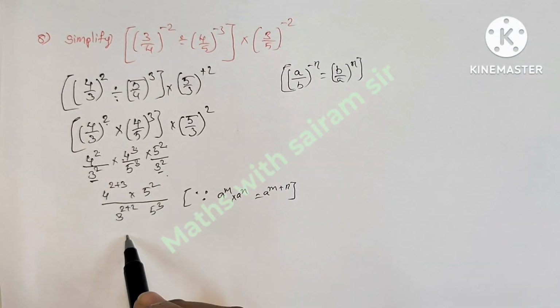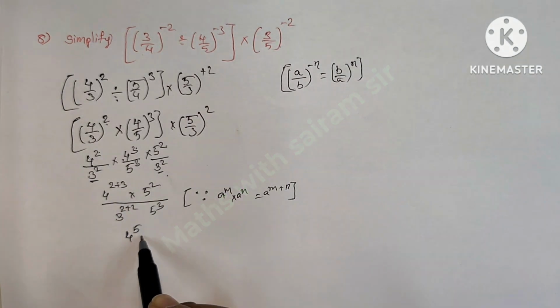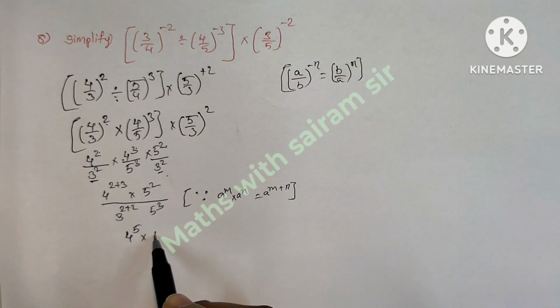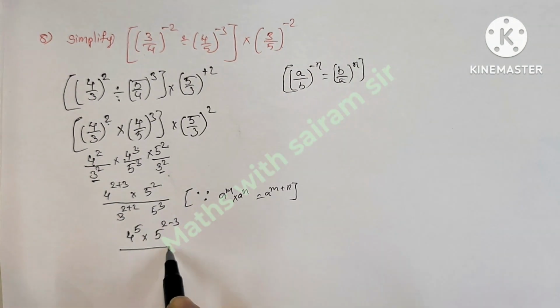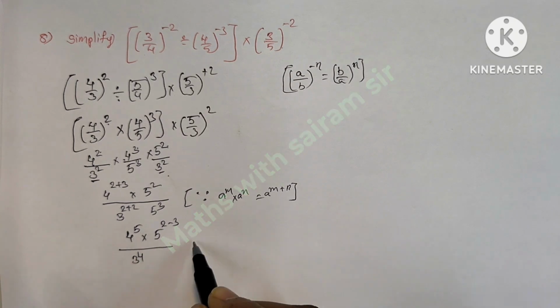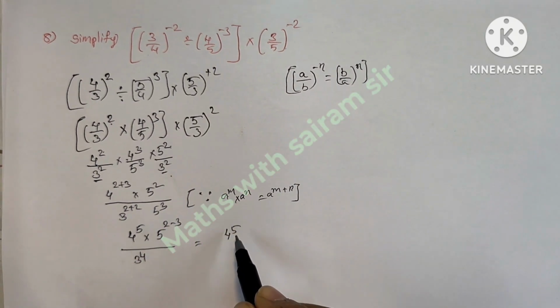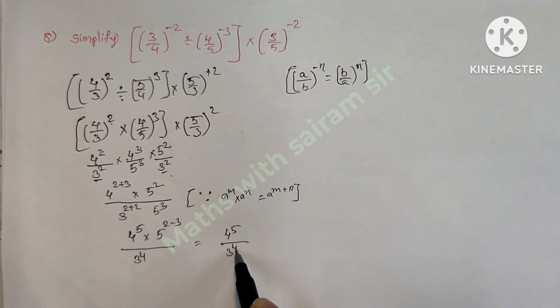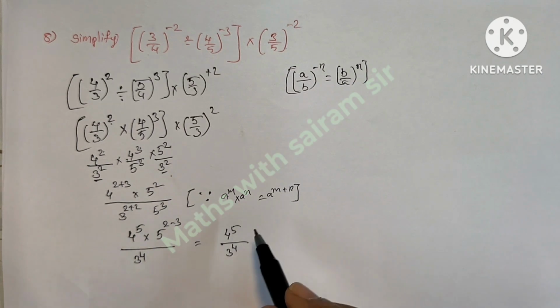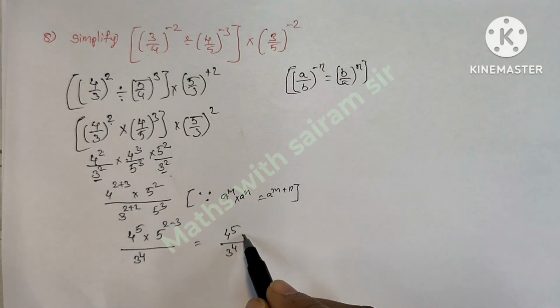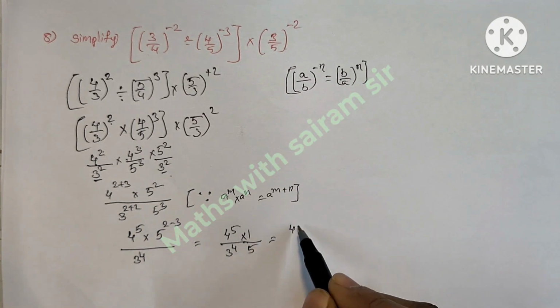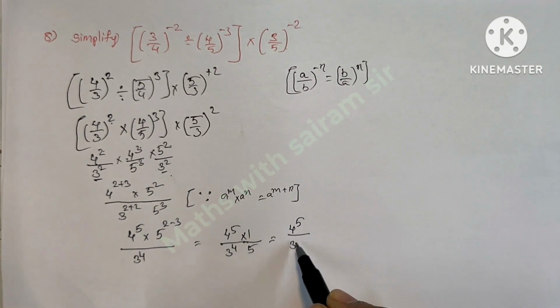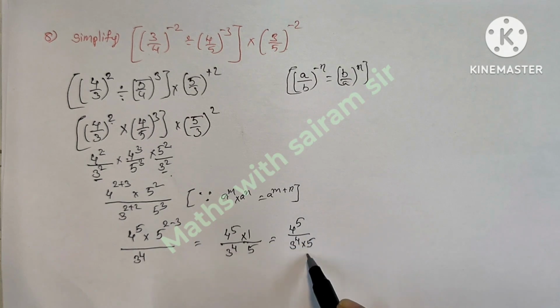Now this can be written as 4^5 into 5^(2-3) by 3^4. This can be written as 4^5 by 3^4. Here 5 to the power of minus 1 we will get, which we can write as 1/5. So from this we can write the answer as 4^5 by 3^4 into 5. This is our final answer.